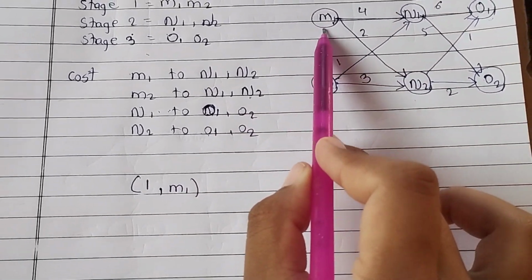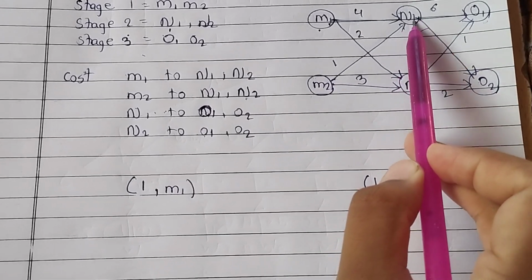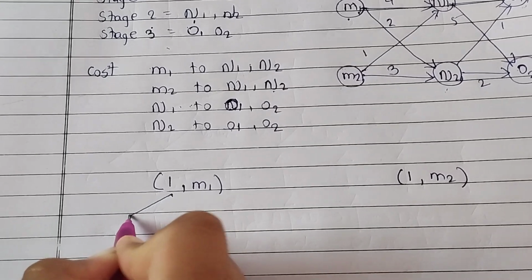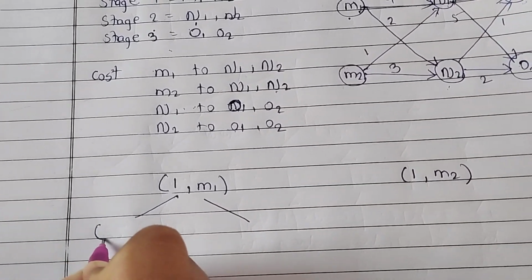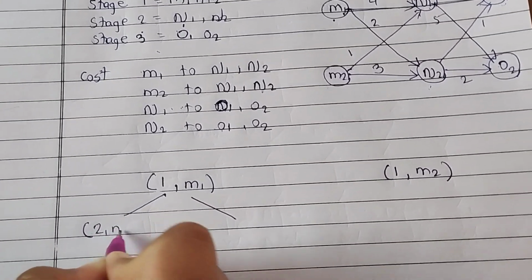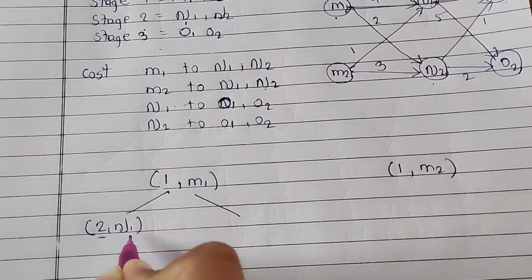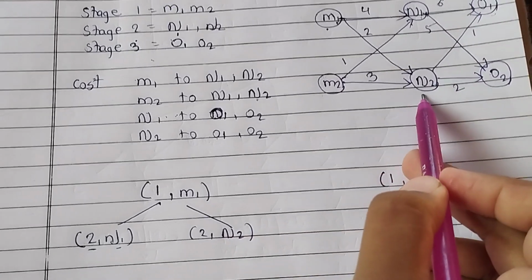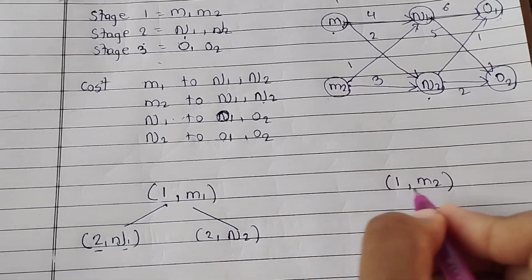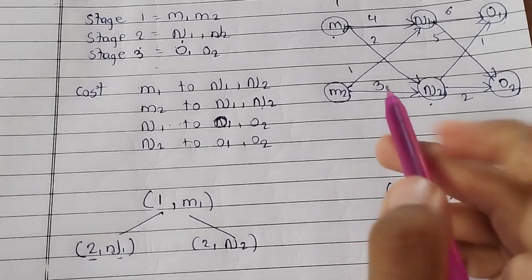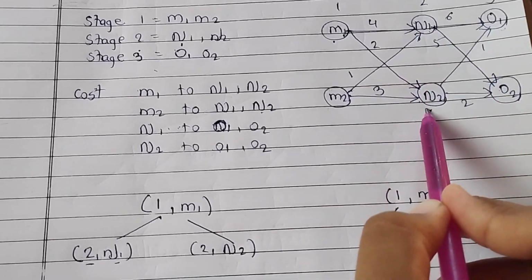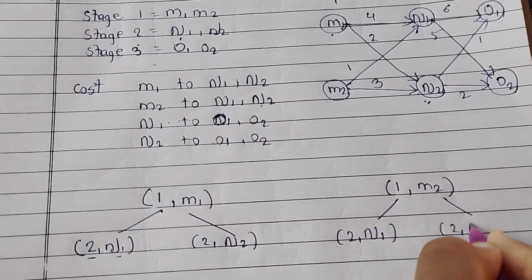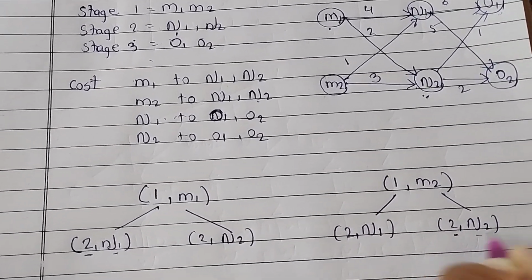Now M1 reaches in the second stage N1 and in the second stage N2. So again we divide this. First M1 reaches the second stage N1 node and the second stage N2 node. Same for M2: second stage N1 node and N2 node. This is the stage, this is the node.